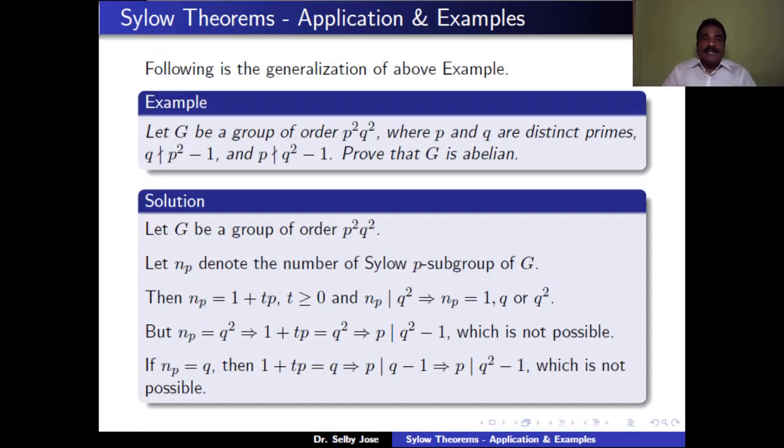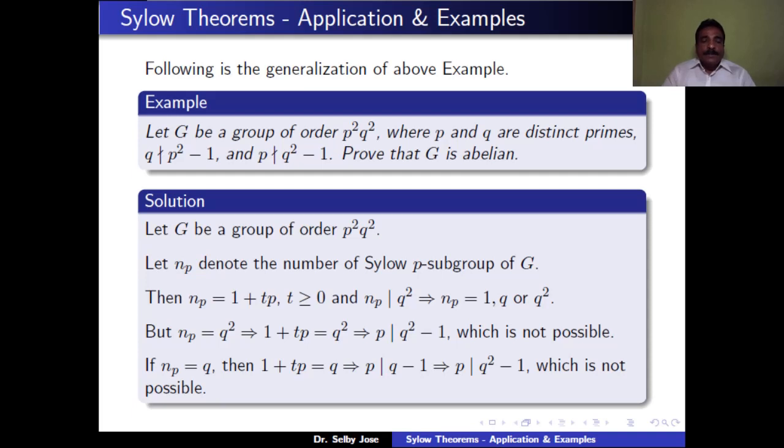The following is the generalization of the example. So that one says that let G be a group of order p squared q squared, where p and q are distinct primes. q does not divide p squared minus 1 and p does not divide q squared minus 1. Then G is abelian. The proof is similar to the previous example. So for the sake of completeness, I am giving the full proof.